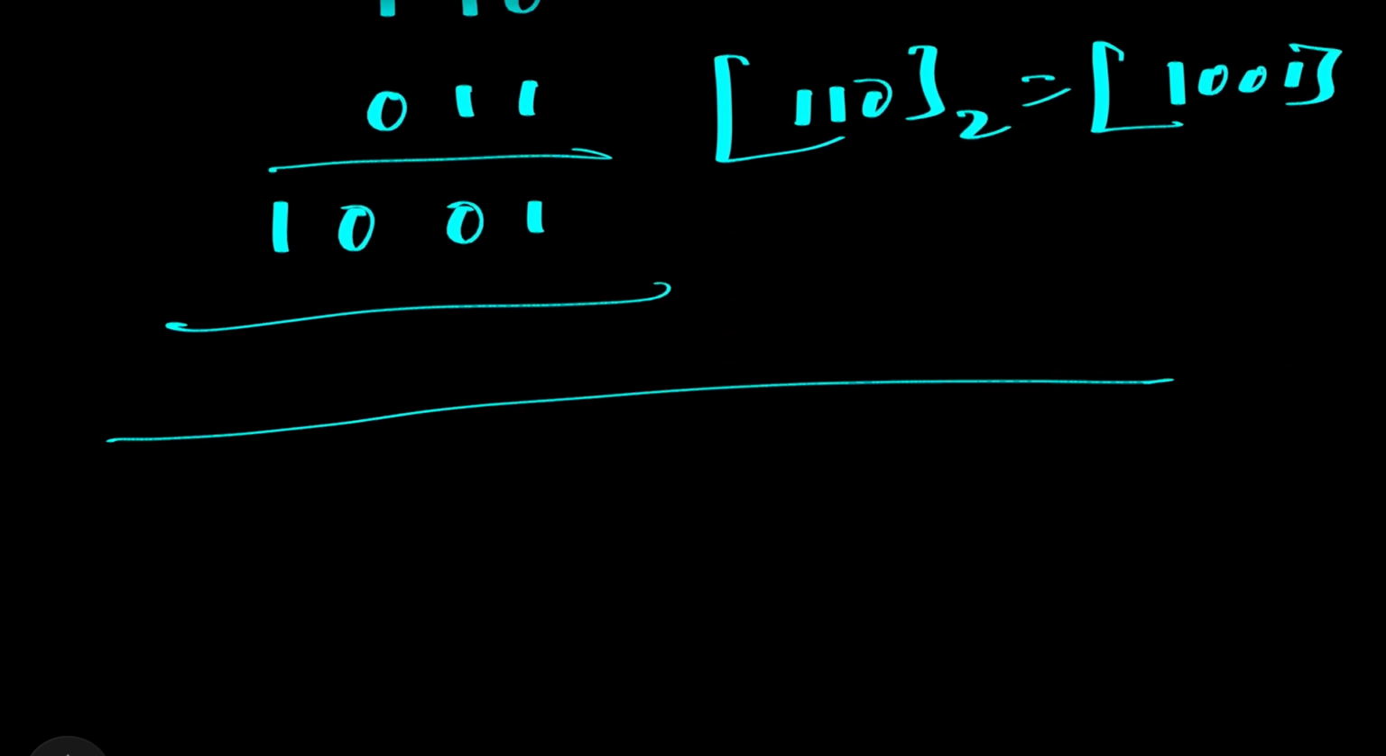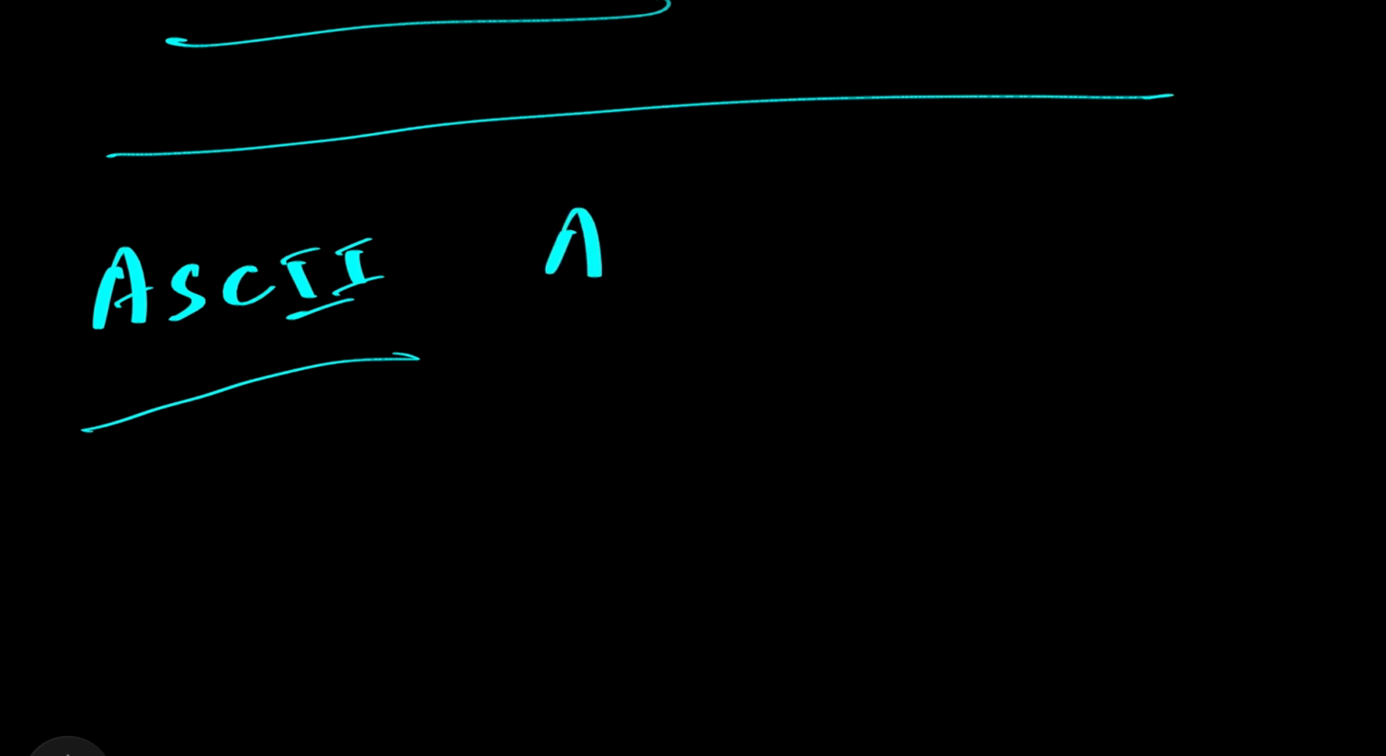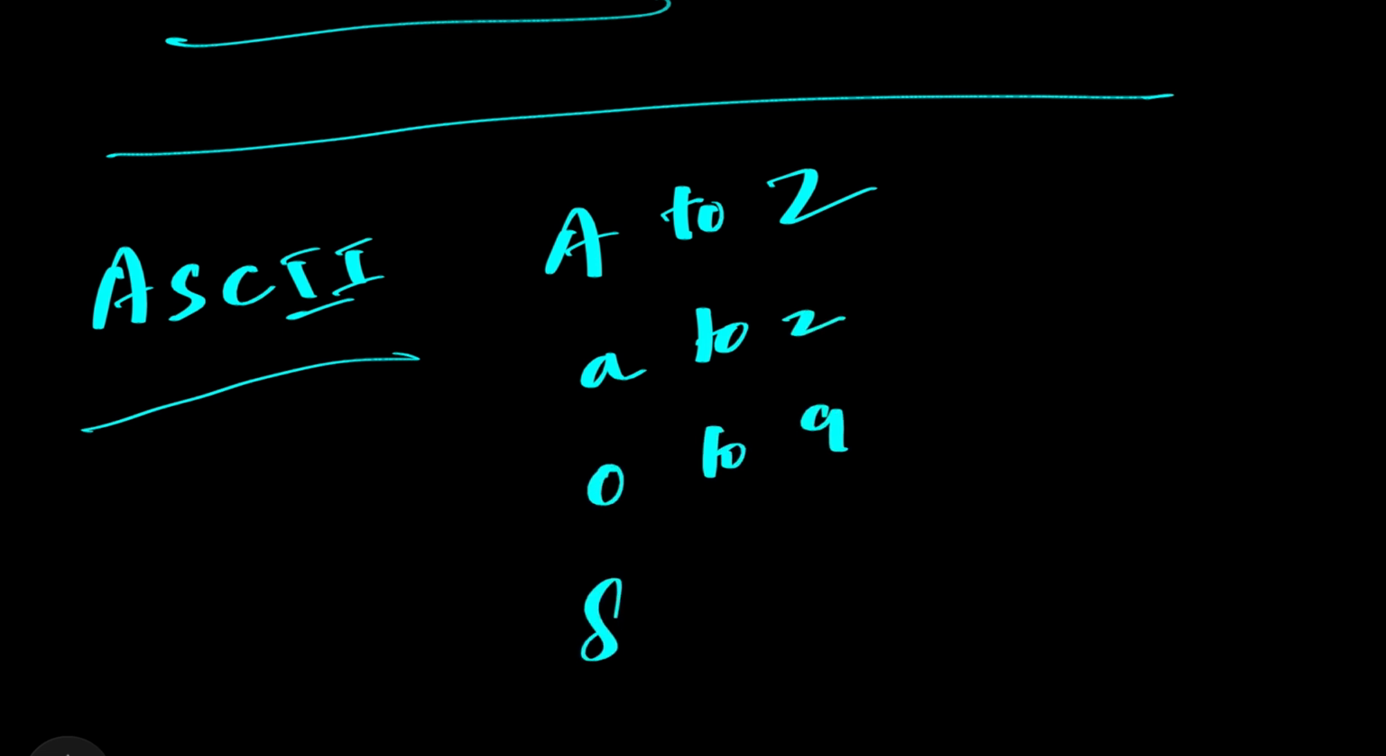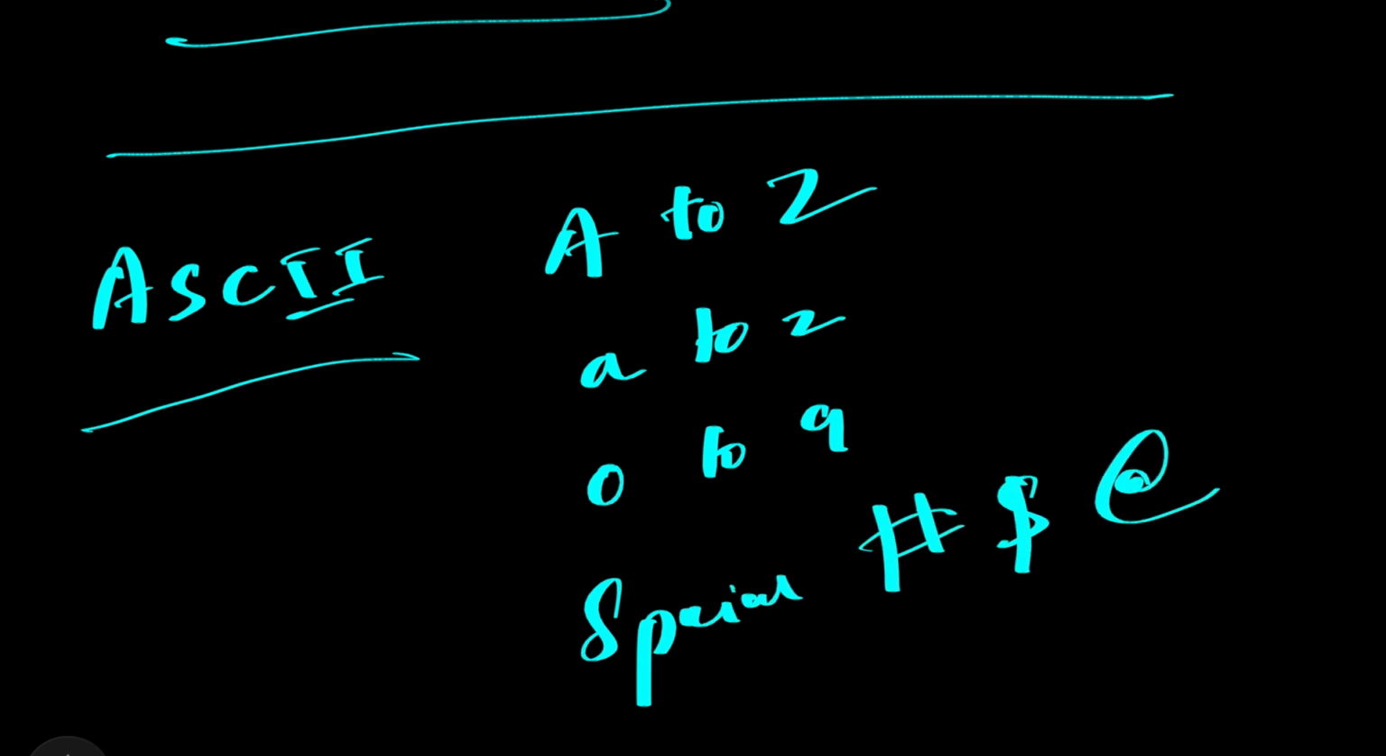XS3 code. Now finally we move on to ASCII. It has its acronym, American Standard Code for Information Interchange, right? It's a globally recognized value which we use to understand whenever we hit some character on the keyboard. It could be A to Z, or small a to small z, or it could be 0 to 9, or any special characters like hash, dollar symbol, at the rate, and so on.